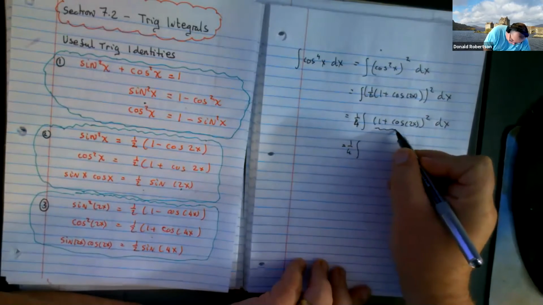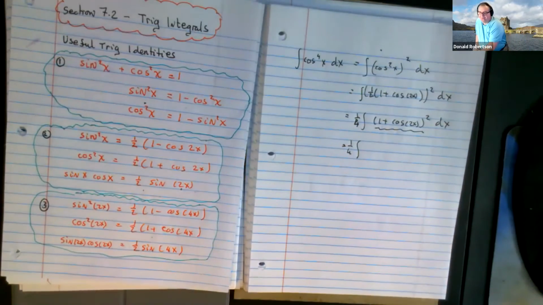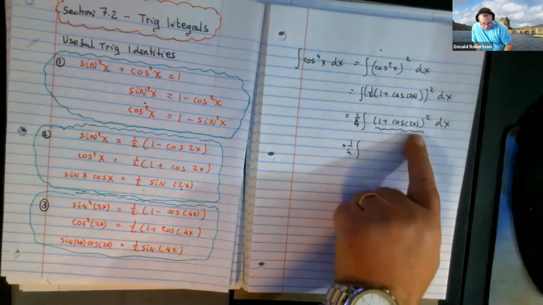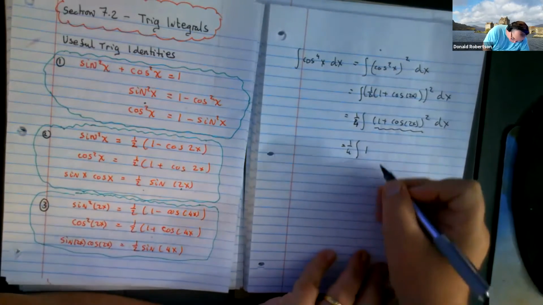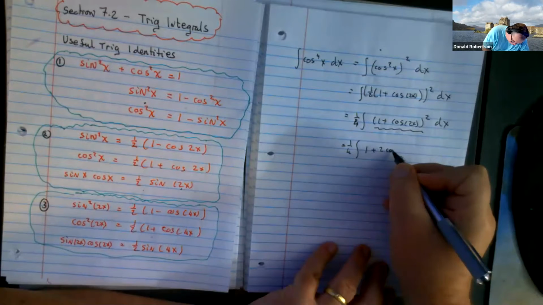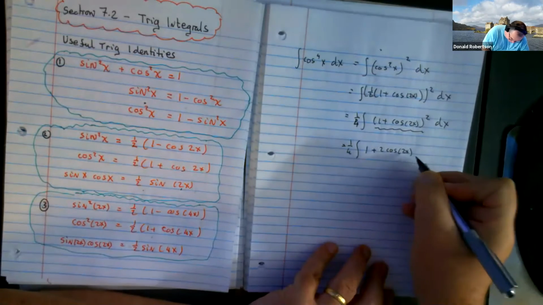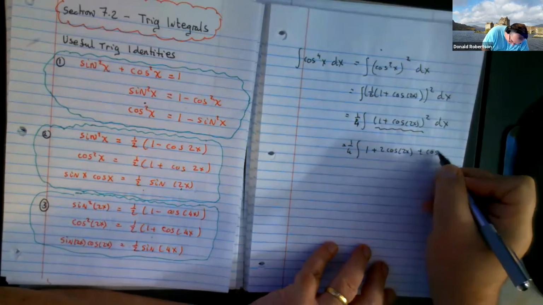What do you think I'm going to do with this? No U subs allowed. It's not going to be U sub. What algebraically will I do? Foil it out. If you FOIL it out, you'll get a 1. You'll get 2 cosine of 2x, which isn't too bad. And then you've got this ugly guy.